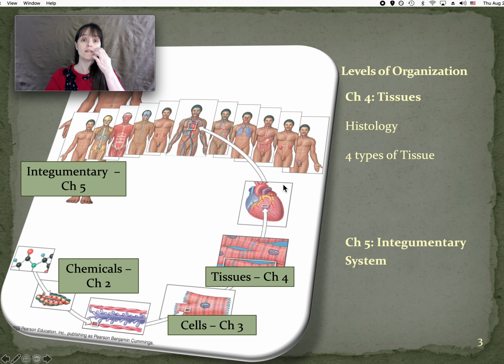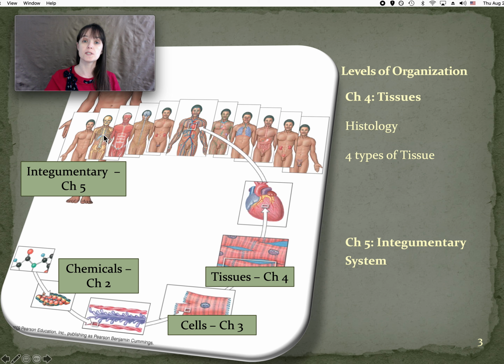So levels of organization. As a review, we did chemicals for test 1 in chapter 2. We did the cellular level of organization in chapter 3 for test 1. And now for test 2, we're doing chapter 4, which is the tissue level of organization. And then the organs we will study as we study their organ systems. So for this test, we're covering the integumentary system, chapter 5.